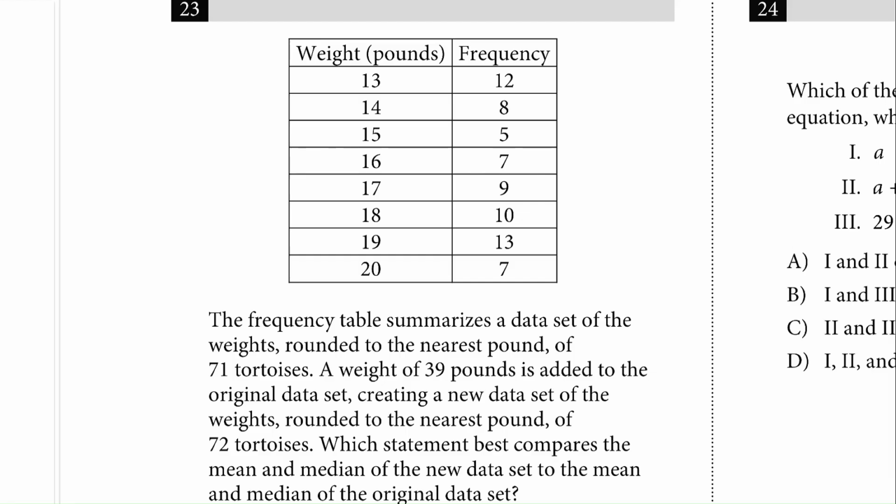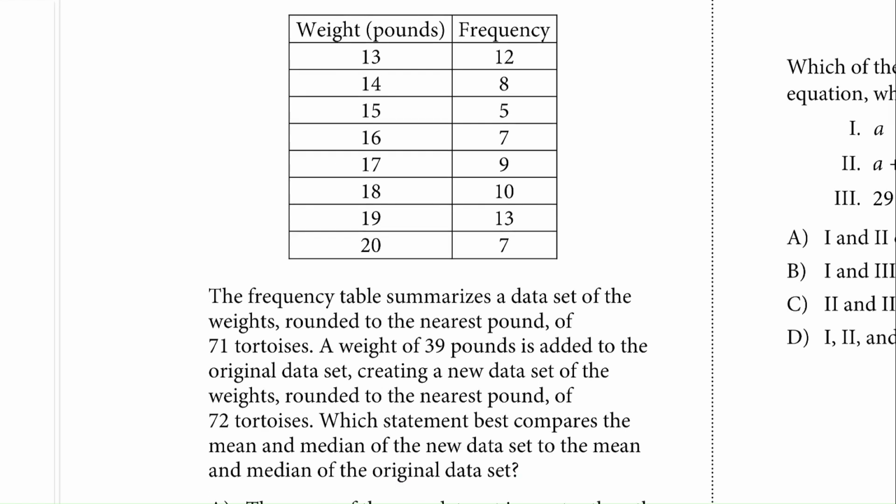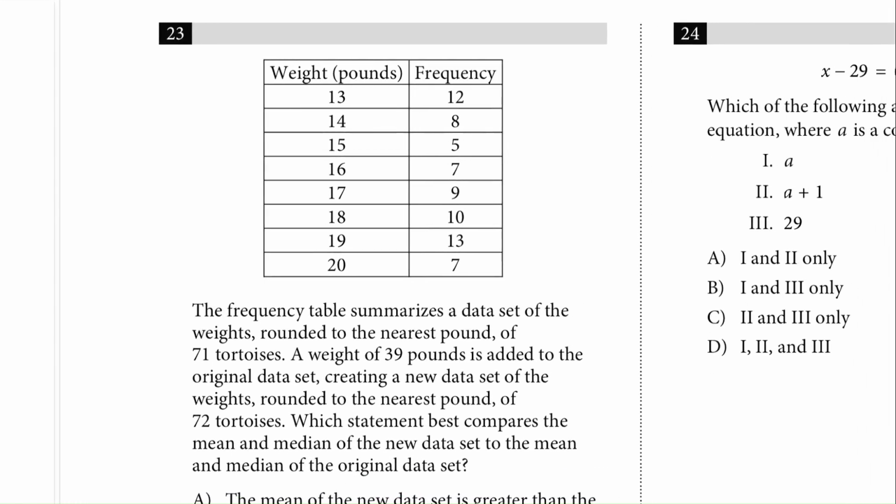So here is a frequency table, and it summarizes a data set of the weights, rounded to the nearest pound, of 71 tortoises. A weight of 39 pounds is added to the original data set, creating a new data set of the weights, rounded to the nearest pound, of 72 tortoises. Which statement best compares the mean and median of the new data set to the mean and median of the original data set? So I want to point some things out before we do too much math here. Okay, the weights given so far are between 13 and 20 pounds. So we now have a weight of 39 being added.